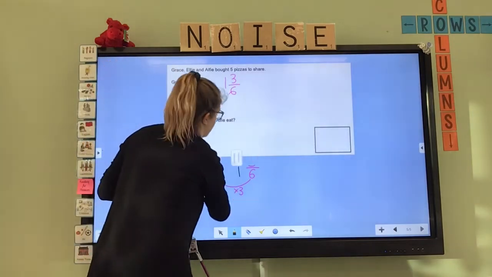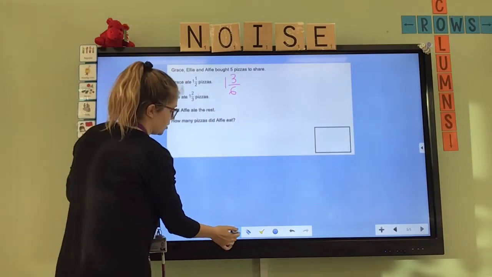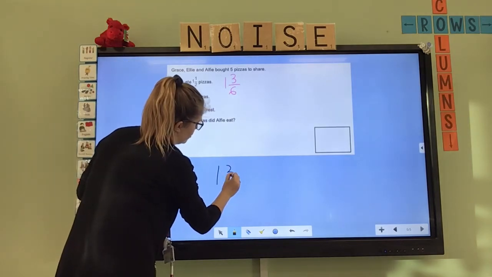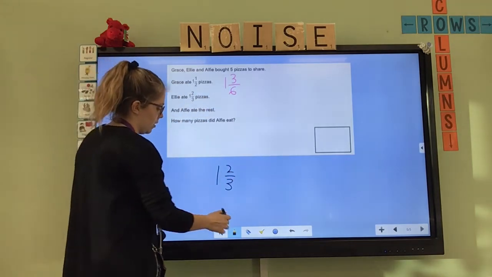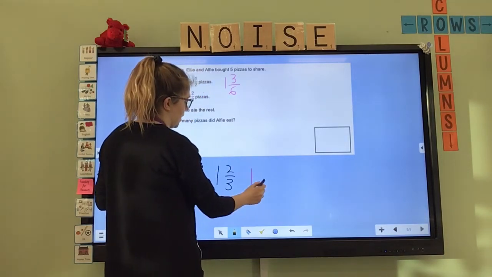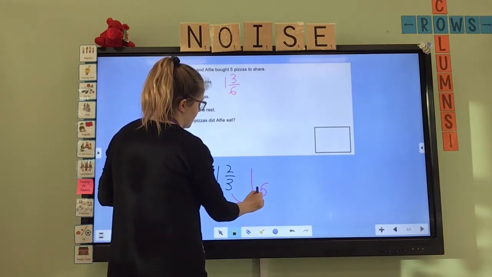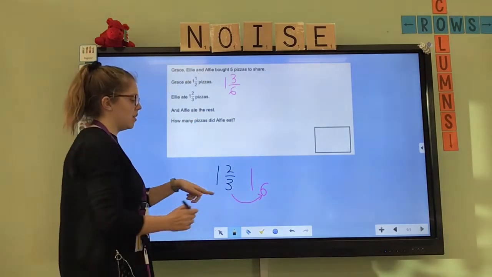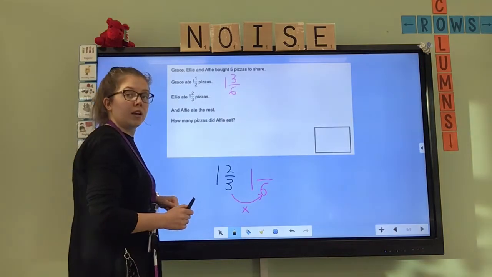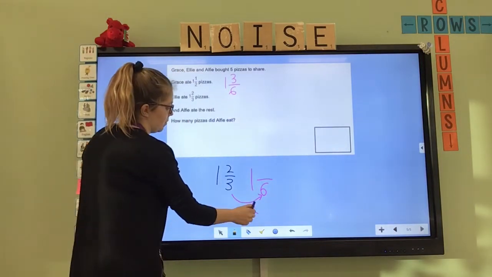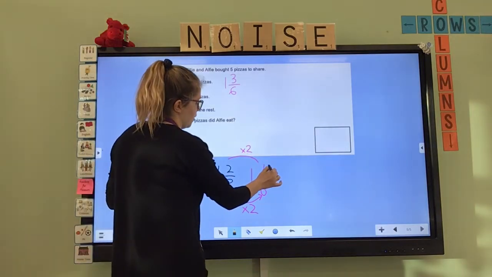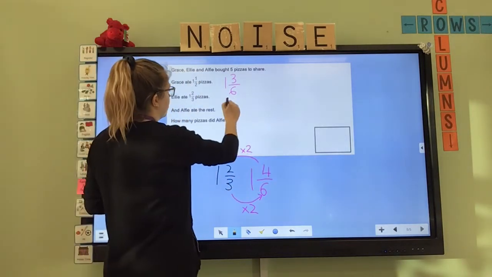Right, let's do Ellie's share. So Ellie ate 1 2/3. Again, the whole number stays the same. The whole doesn't change, but we need to put our thirds into sixths. So 3 times what is 6? And the answer is 2. 3 times 2 is 6, and 2 times 2 is 4. So 1 4/6.